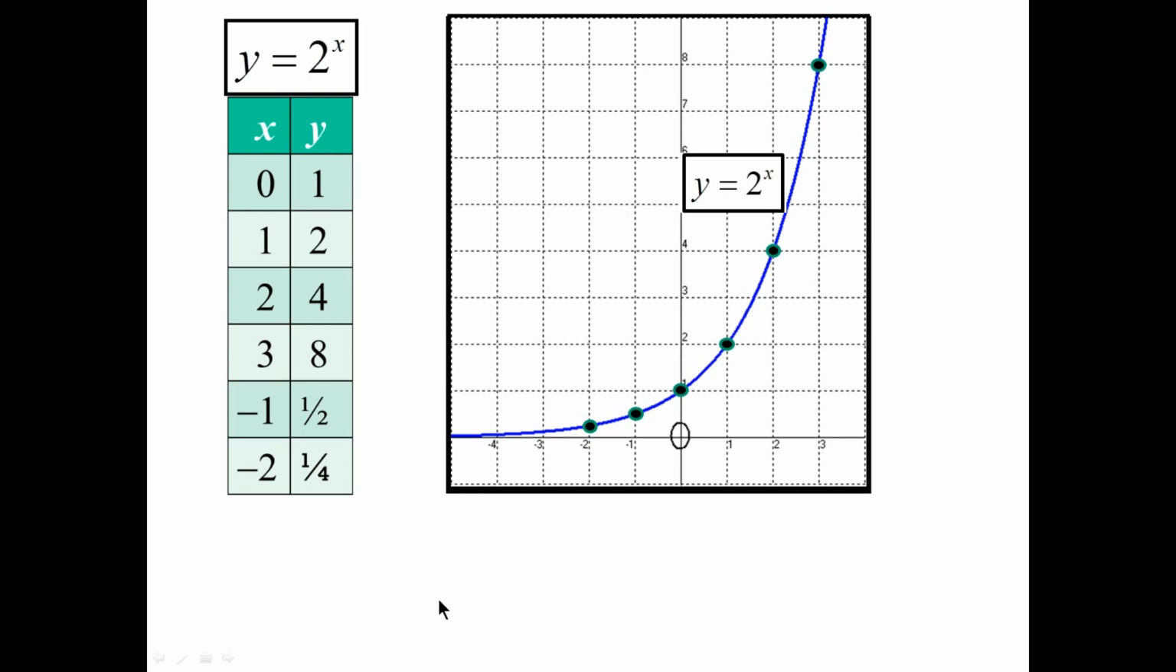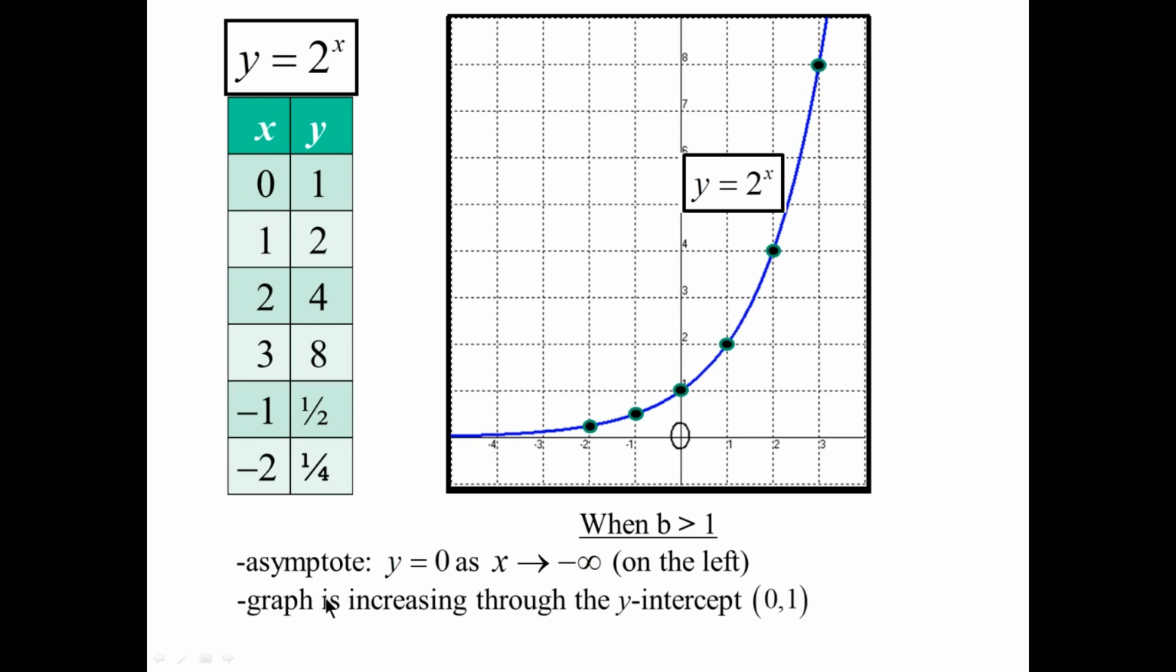Let's make some notes about the case when b is greater than 1. We see that there's an asymptote on the left. The x-axis is an asymptote. This line is getting closer and closer to the x-axis, and that's what an asymptote is. The equation of the asymptote is y equals 0, and we say this phrase as x approaches negative infinity, which is on the left. So we can see it approaching here. We see that this graph is increasing. Increasing means as we proceed to the right, it's getting higher and higher and higher. It's going up, going up, going up.